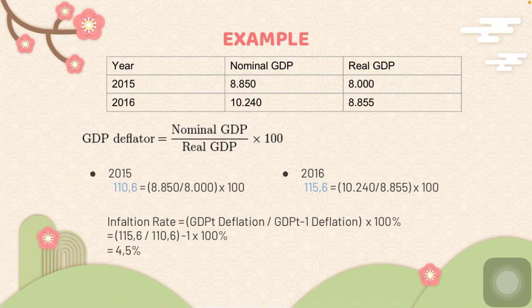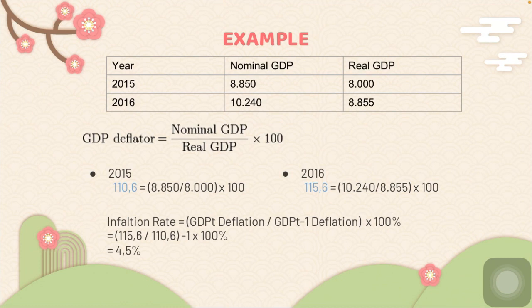For example, in 2019, the nominal GDP is 8,850 and the real GDP is 8,000. And in the next year, nominal GDP is 10,240 and real GDP is 8,855.